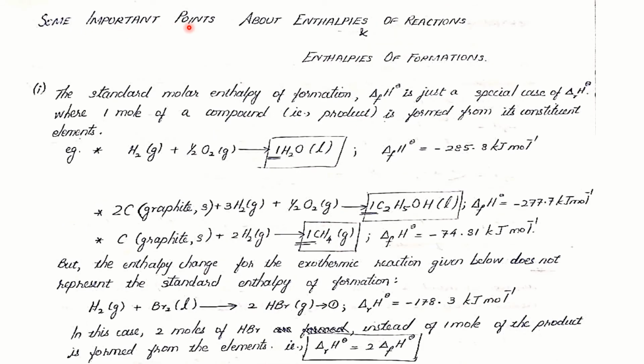Here are some important points about enthalpies of reactions and enthalpies of formations. The first point is that the standard molar enthalpy of formation, that is delta H naught with the subscript f, is just a special case of standard enthalpy of reaction where 1 mole of a compound, that is the product, is formed from its constituent elements. Now what do you understand from this? Standard enthalpy of formation basically denotes standard enthalpy of the reaction. It is a type of standard enthalpy of a reaction.